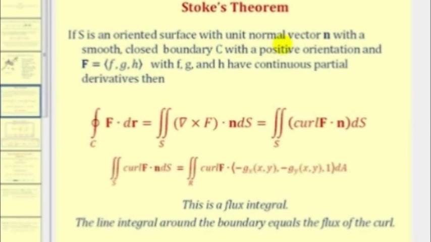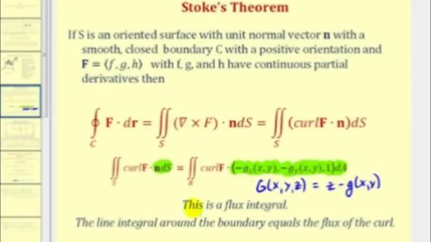Stokes' theorem: if S is an oriented surface with unit normal vector n and a smooth closed boundary C with a positive orientation, and F equals the function (f, g, h) with f, g and h having continuous partial derivatives, then the integral of F dot dr equals the double integral of curl F dot n dS. This is a flux integral. The line integral along the boundary equals the flux of the curl.